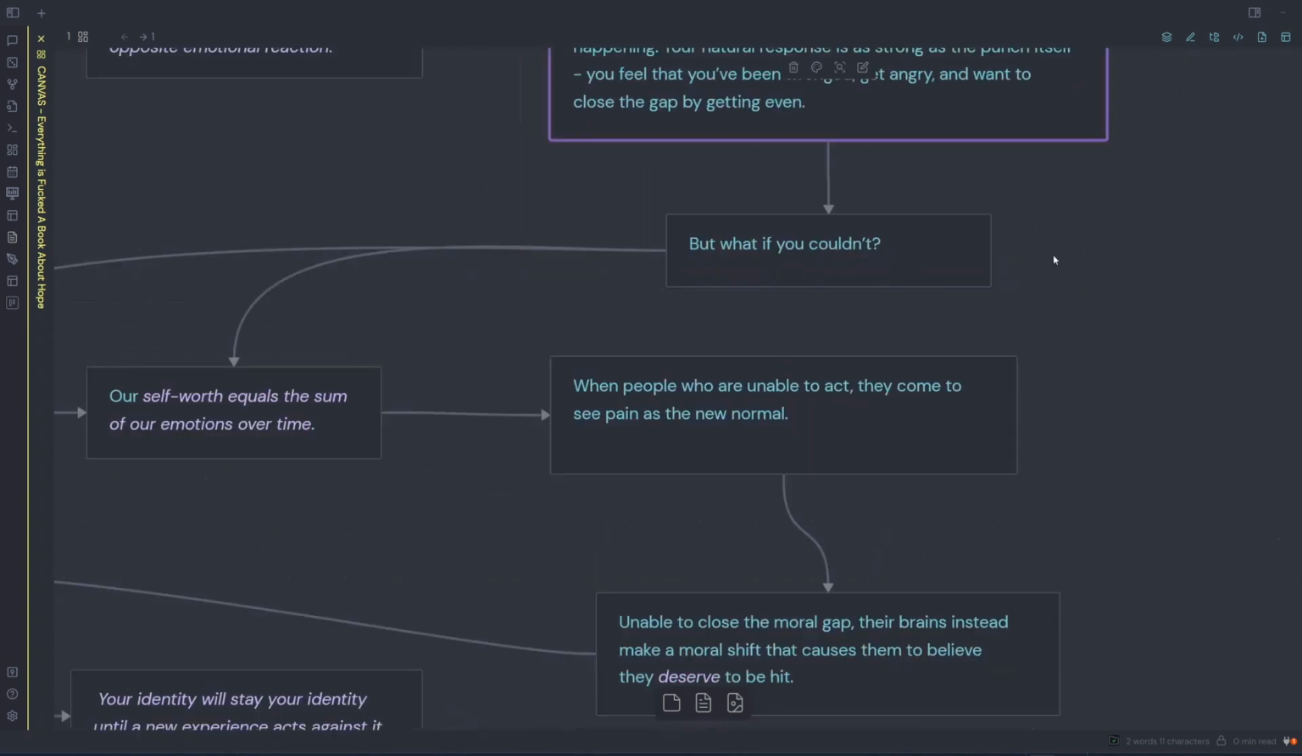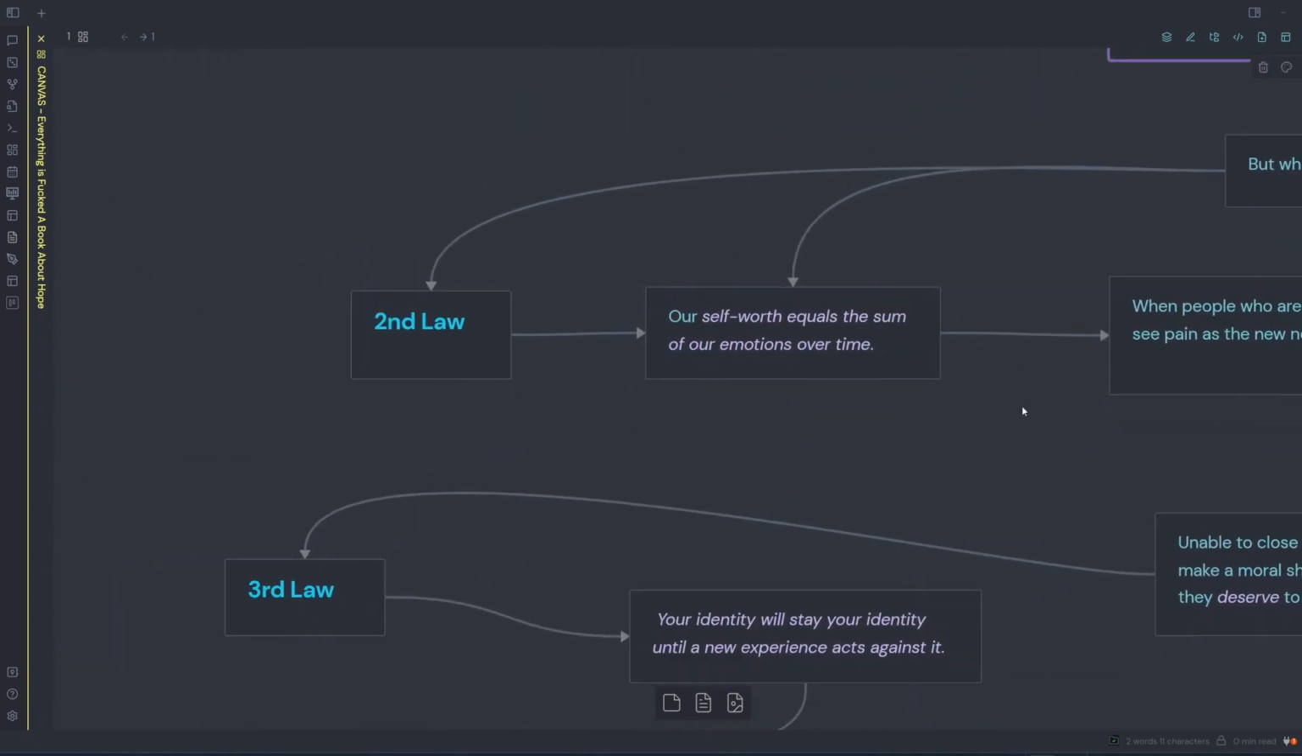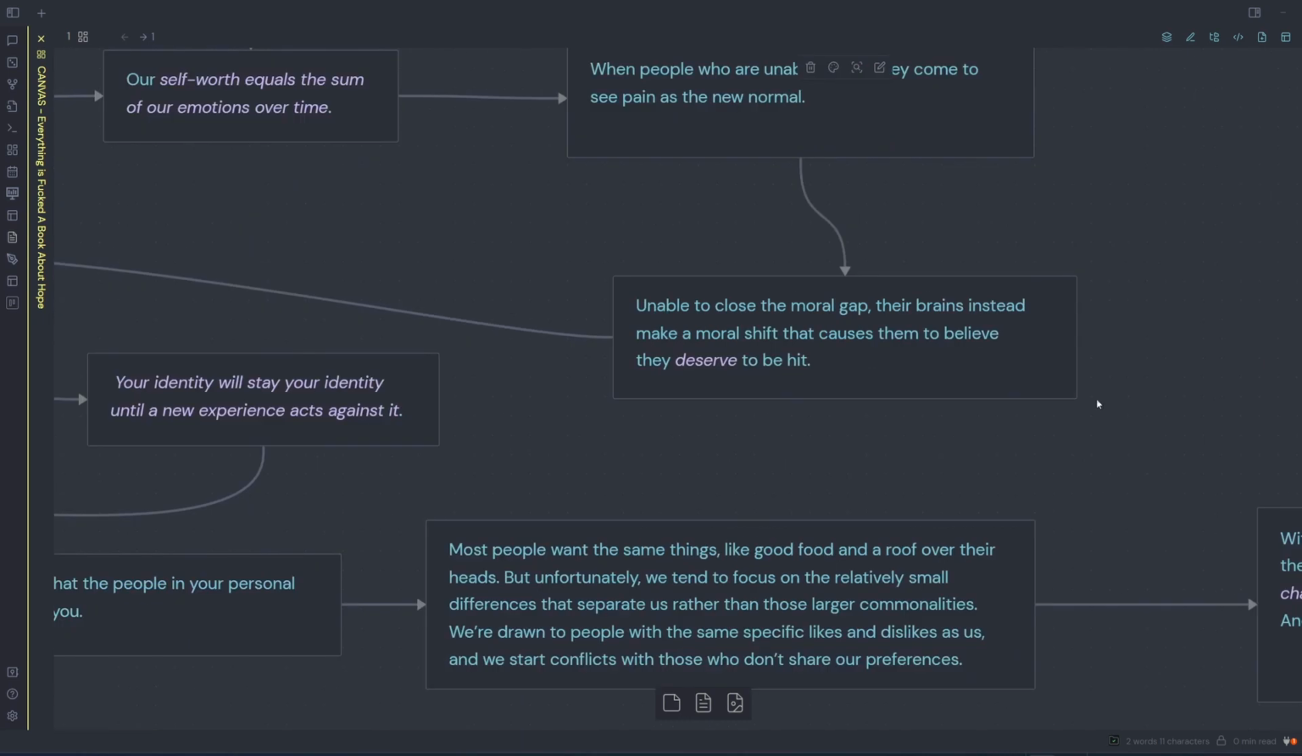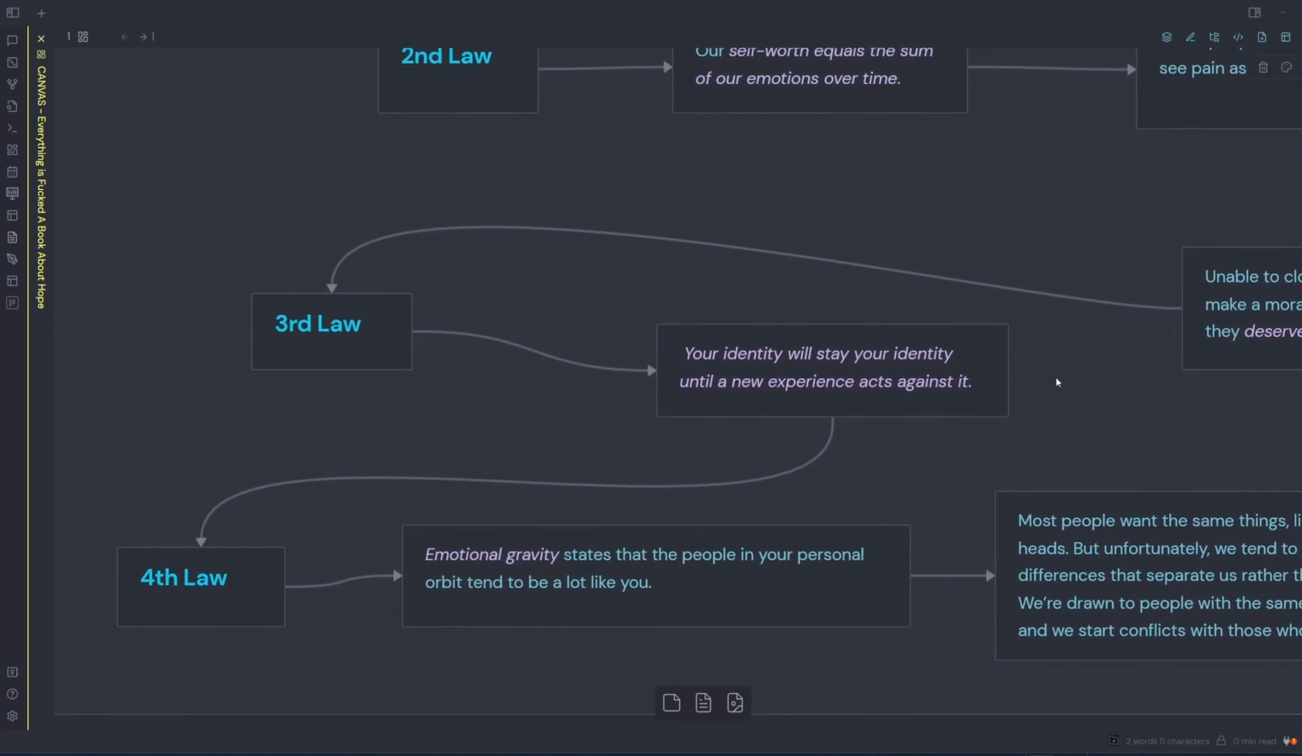But what if you couldn't? That leads into the second law. Our self-worth equals the sum of our emotions over time. When people are unable to act, they come to see pain as the new normal. Unable to close the moral gap, their brains instead make a moral shift that causes them to believe they deserve to be hit. This leads us into the third law: your identity will stay your identity until a new experience acts against it.